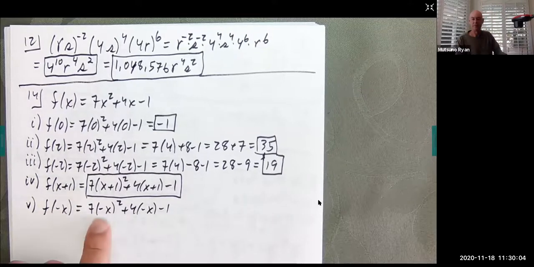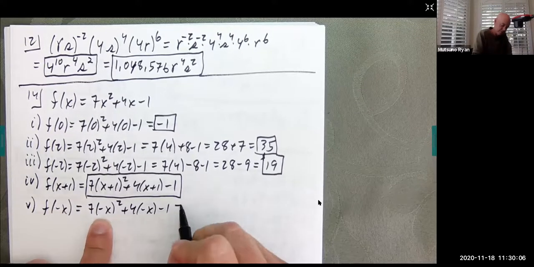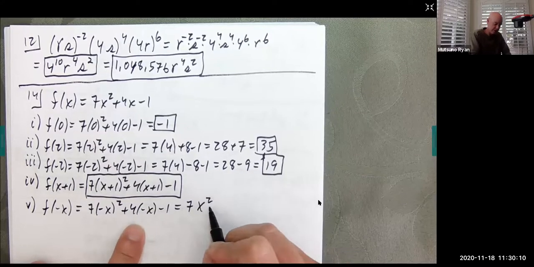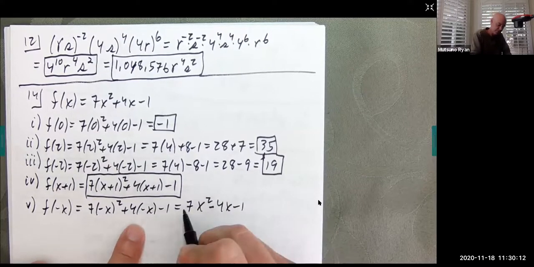And if you remember, when you square a negative, it just becomes positive. Now here I have a positive times a negative, so minus 4x minus 1.